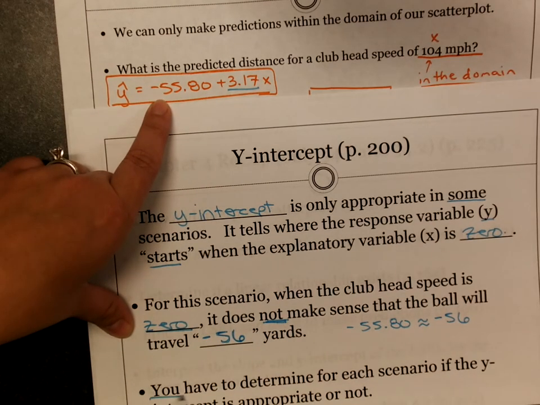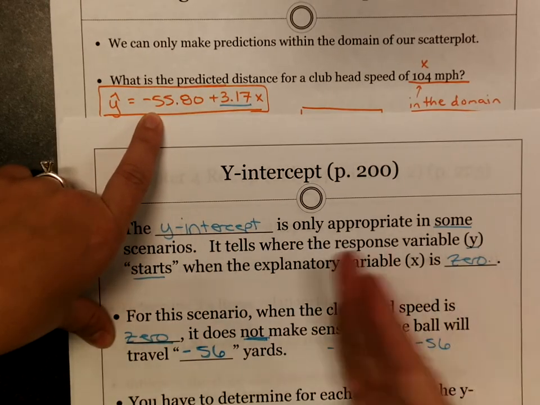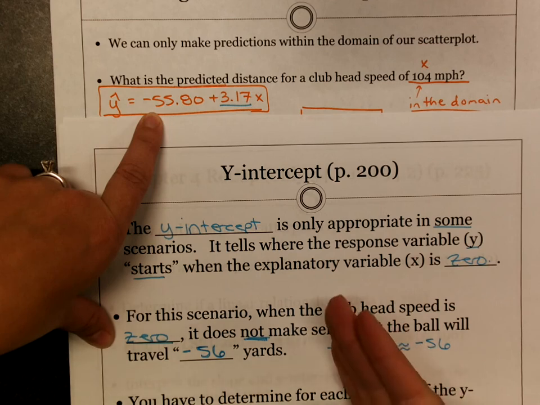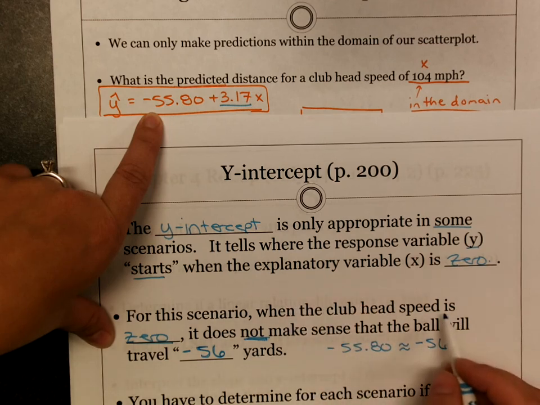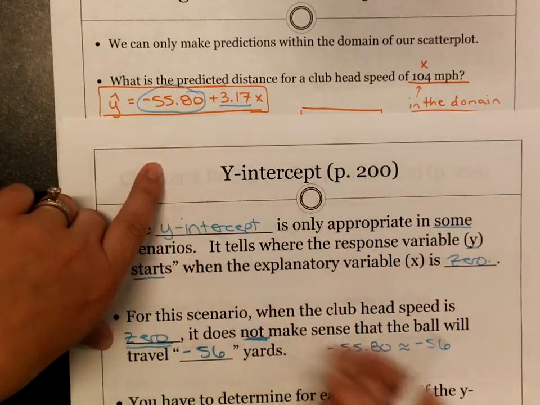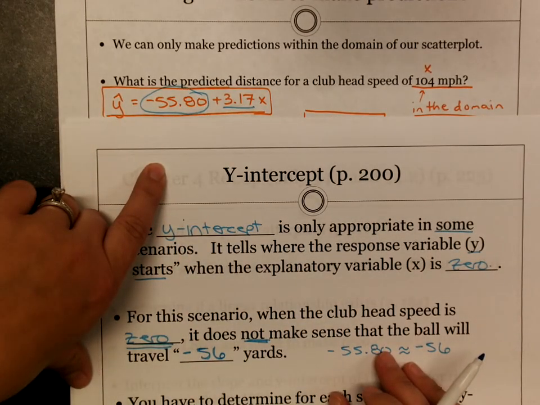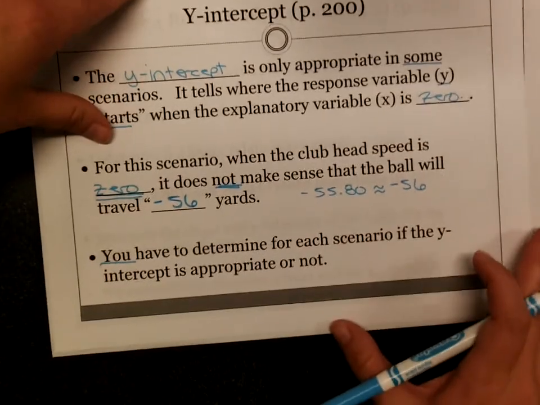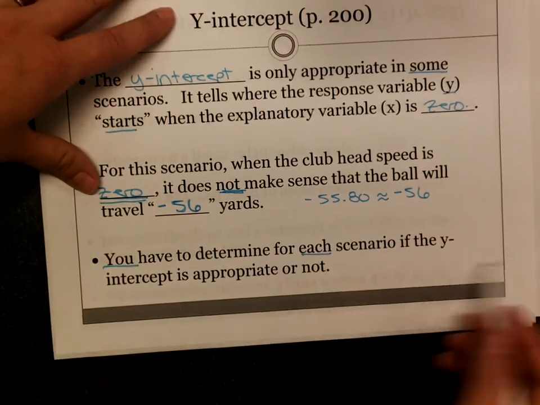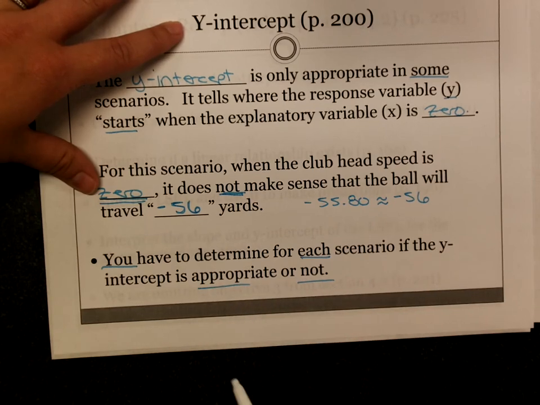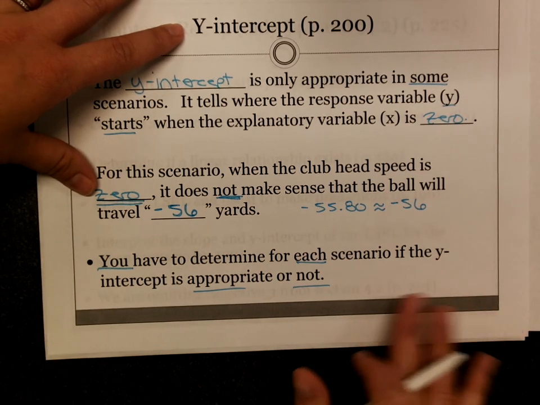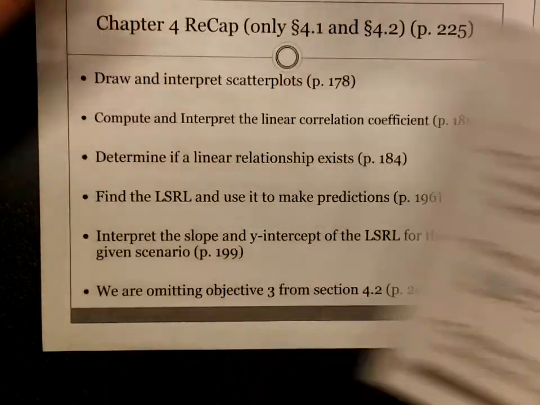You have to decide, given the scenario and the value, does it make sense for the situation that when the x variable is 0, the y variable is whatever that number happens to be? If you're having trouble with that, just let me know. You just have to think about each situation as appropriate. So you have to determine for each scenario if the y-intercept is appropriate or not. Should be fairly clear. If not, just email me.